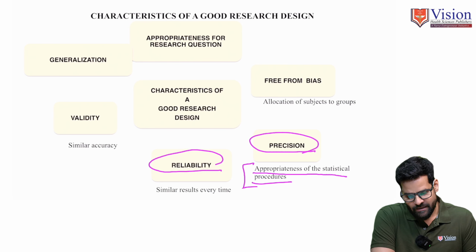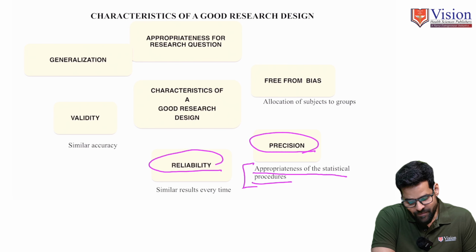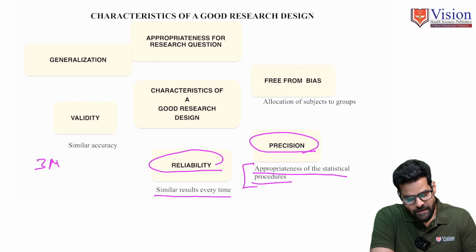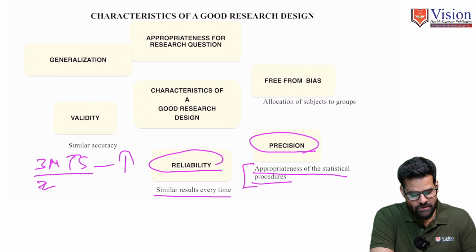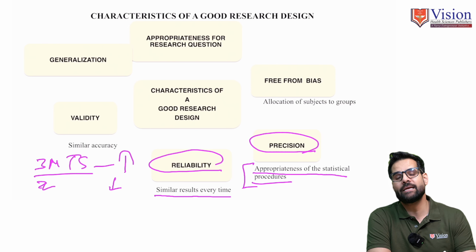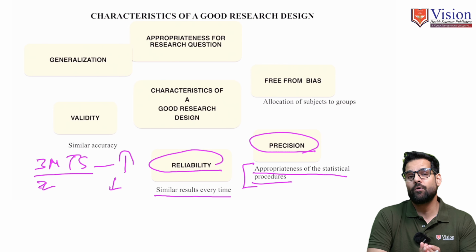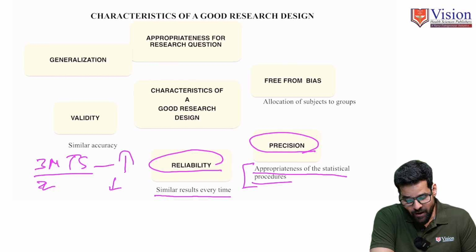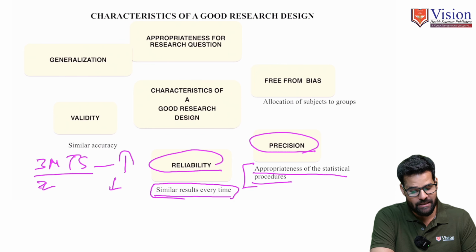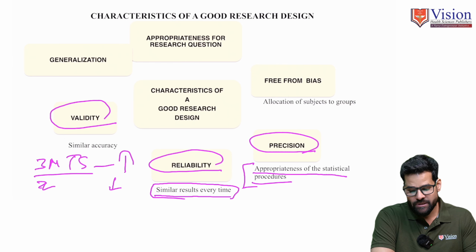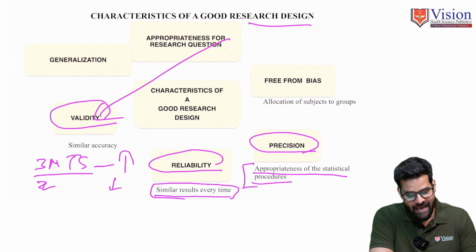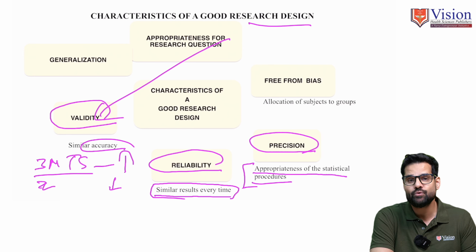Then reliability. A good research design should produce similar results every time. Suppose I am saying that after giving 3 months of tactile stimulation, body weight increases, but another study says no, 3 months is not increasing body weight, and another study says it is increasing. Maybe there is some flaw in your research design. So you have to select the research design which has the power or capability to produce similar results. And of course, very importantly, your research design should provide you valid results. Valid results means accuracy, accurate results, true results.